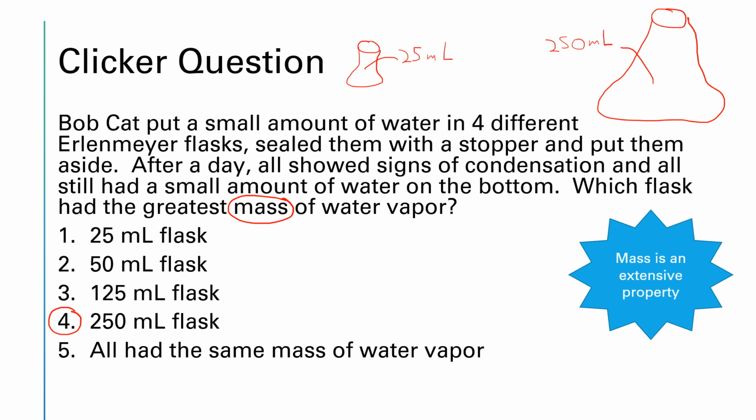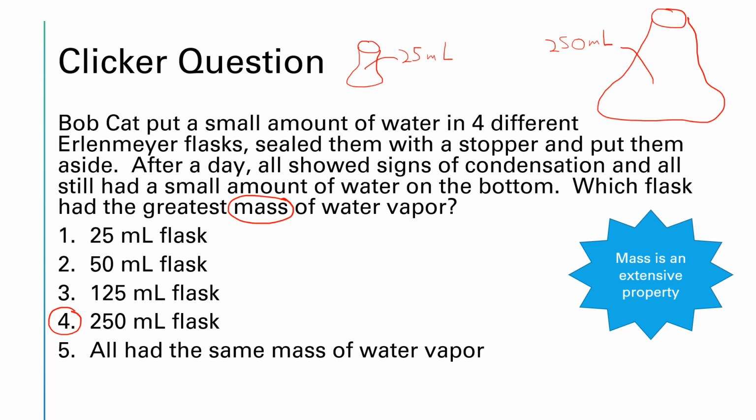The partial pressure of water in each one of these flasks is the same, but the 250 milliliter flask has a bigger volume. Having a bigger volume, we're going to have more water molecules in it to exert that same vapor pressure. The mass is an extensive property, so if we have a bigger amount of water in the vapor phase, it's going to have a greater mass. So mass is an extensive property.